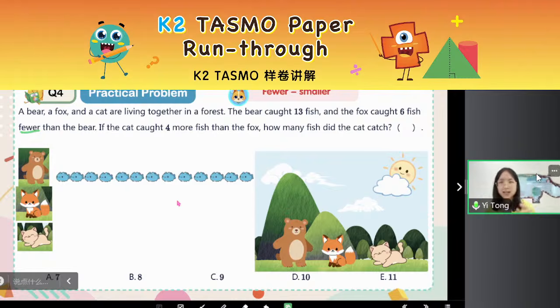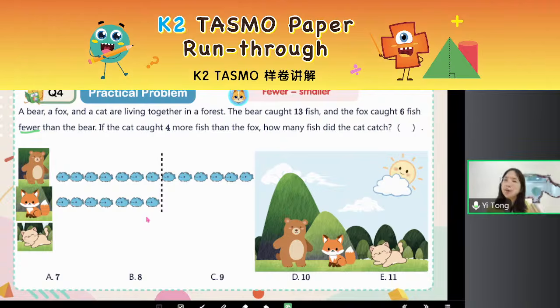So I'm going to put a line down. Put the line, that means we take away 6 fish. And how many do we have? Yes, we have 7 fish. Now what about the cat?